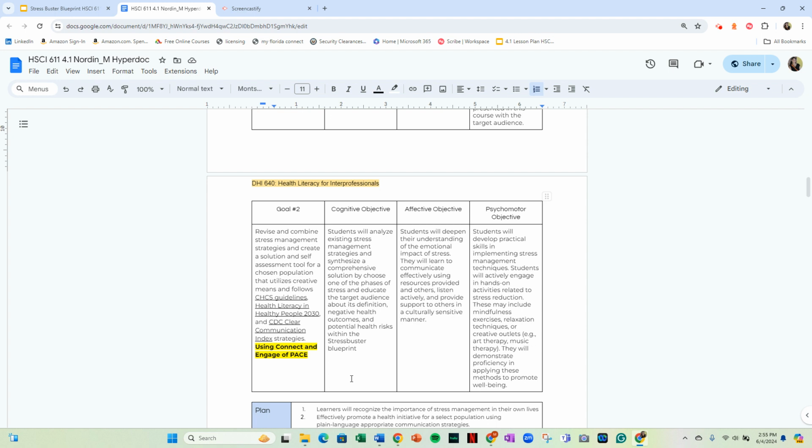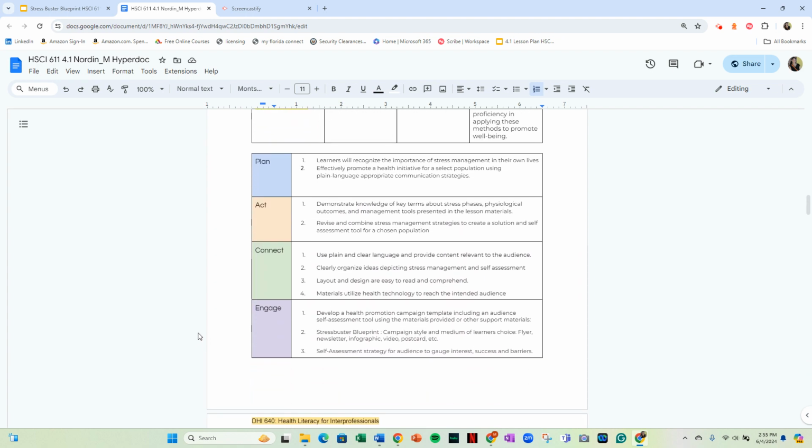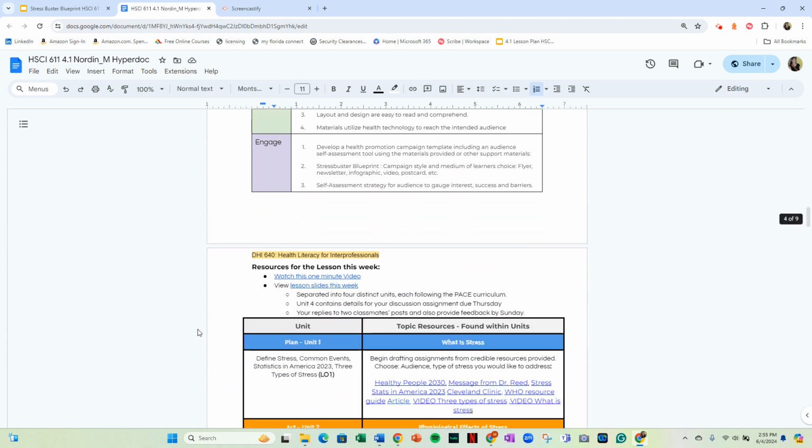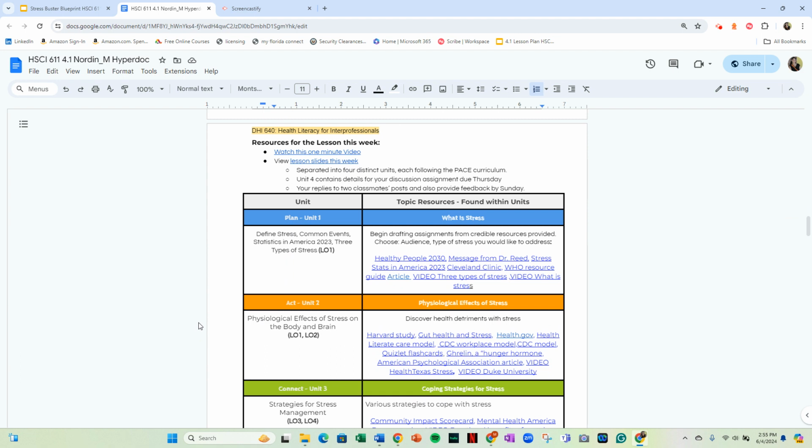Students will actively engage in hands-on activities related to stress reduction within the course materials and then be able to explain and demonstrate proficiency applying these methods to promote well-being. We have our PACE objectives here that you're free to read. Moving on, we have a few resources.